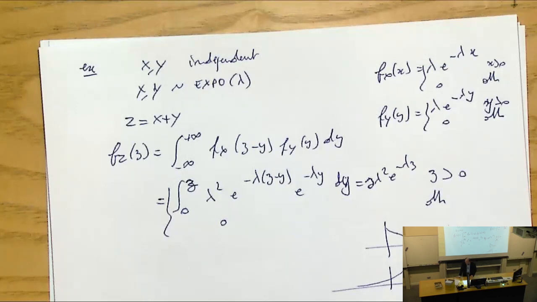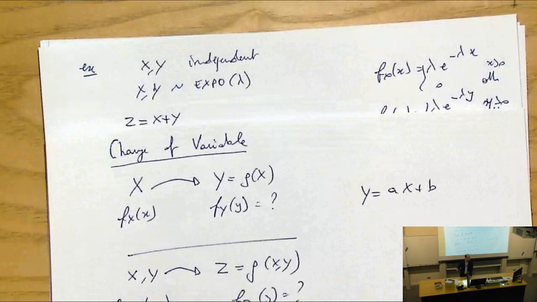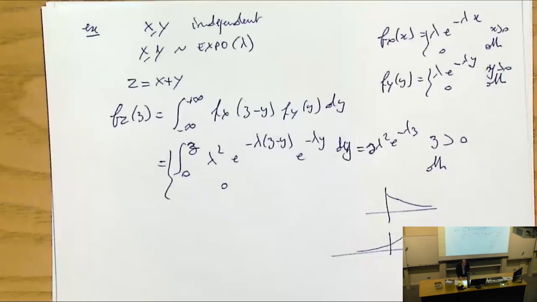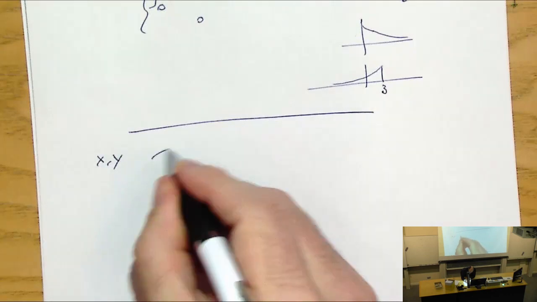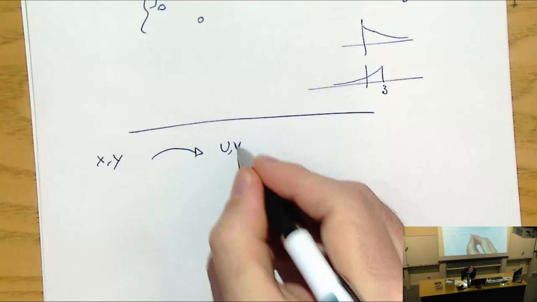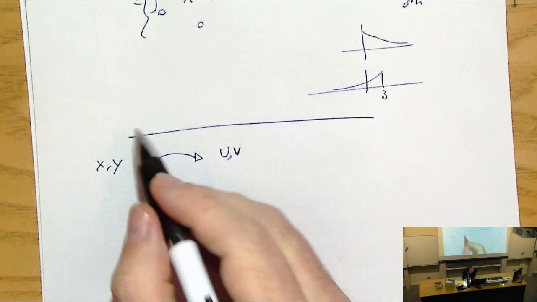So this is when we go from two random variables x and y into one random variable z. What if we want to do something a bit more complicated than that? What if we want to go now from two random variables x and y to two other random variables u and v? So rather than going from 2 to 1, we go from 2 to 2. So how can we solve this?